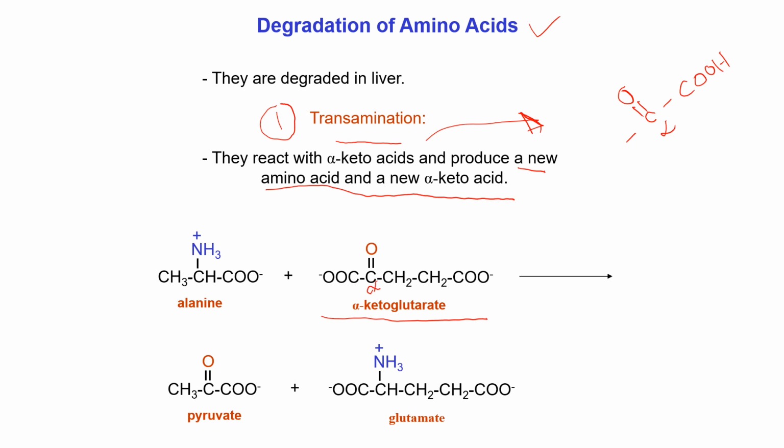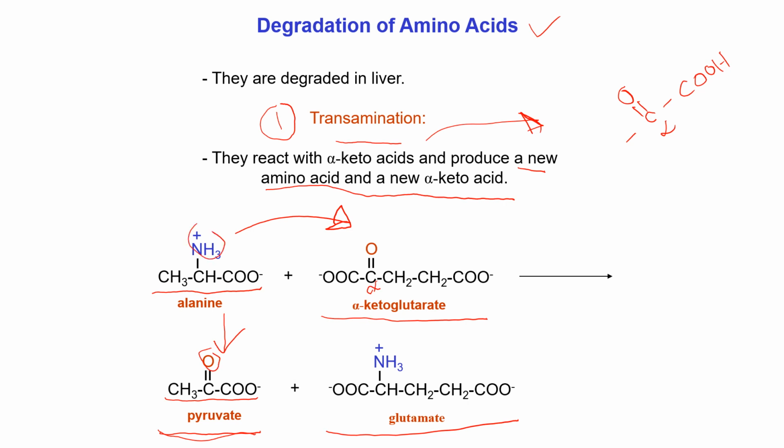Anyway, this amino acid alanine, after reacting with this alpha keto acid, produces a new alpha keto acid and a new amino acid. Interestingly, the new alpha keto acid corresponds to the reacting amino acid, because you see the carbon skeleton of these two compounds is the same except for the functional group here.